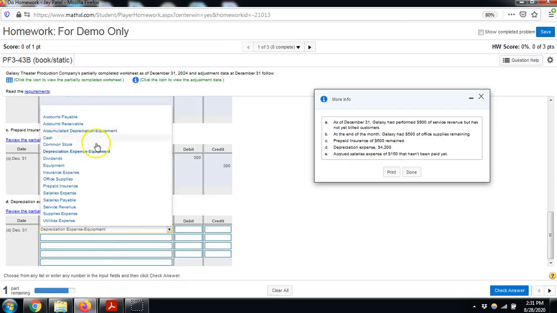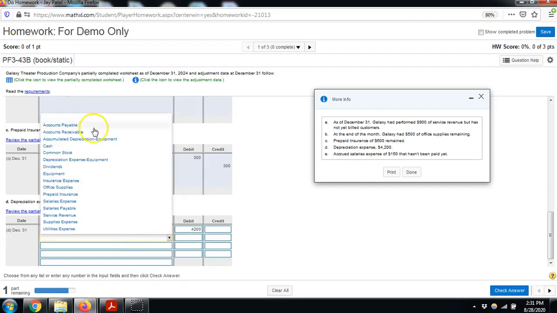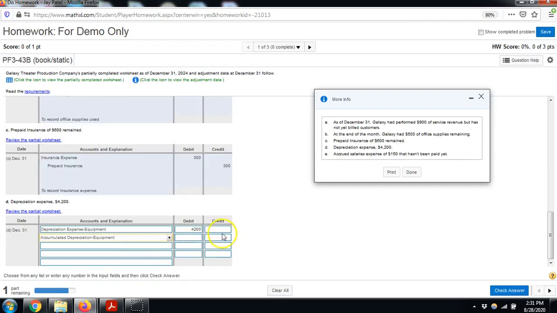And so when you're using these drop downs, make sure for depreciation you're clear about the difference between accumulated depreciation and depreciation expense. Remember, depreciation expense is just like any other expense account. It's debit normal. And accumulated depreciation is our contra asset account, which is credit normal.